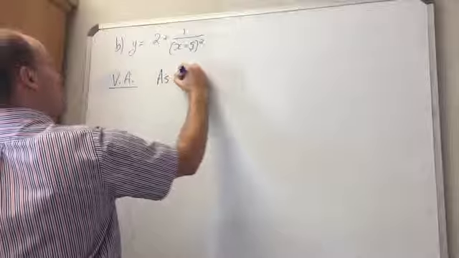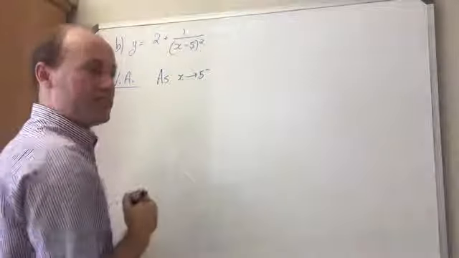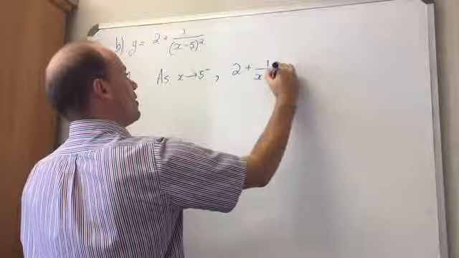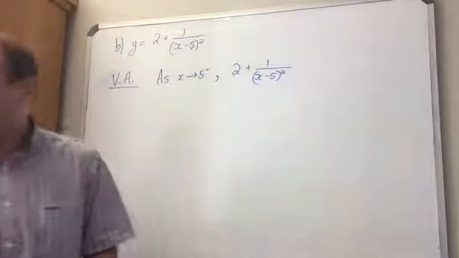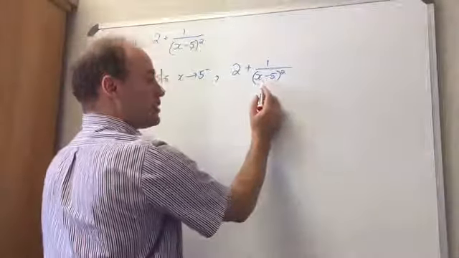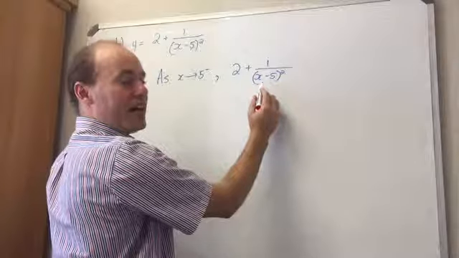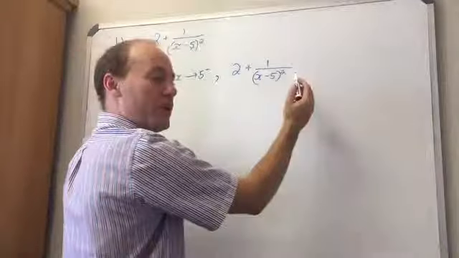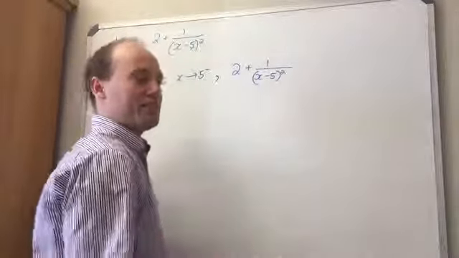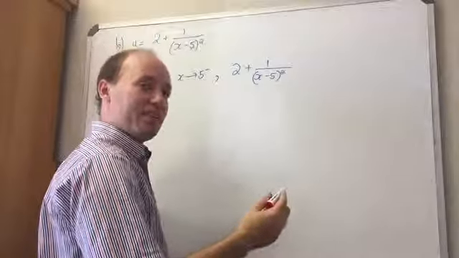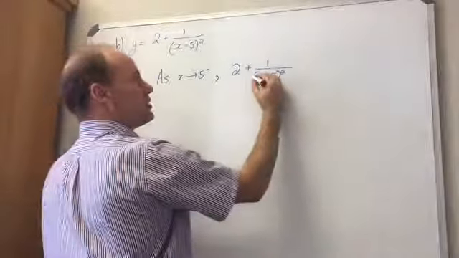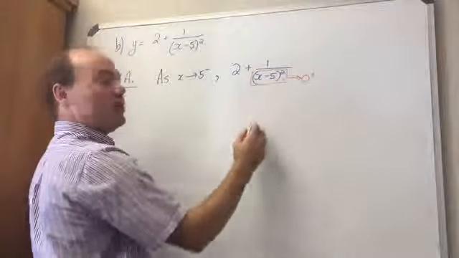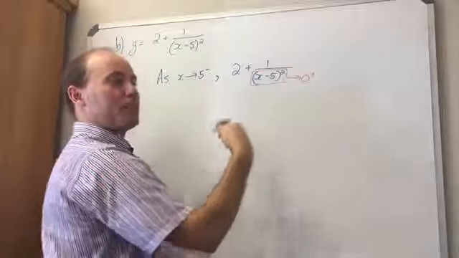So as x approaches 5 from the left, what happens to the formula for the function? Well, let's see. x is approaching 5 from the left, so for example 4.9, 4.95 and so on. So this number is approaching 0 from the left. After we square it, it's approaching 0 from the right, because minus 0.1 squared is 0.01 and so on. So this denominator is approaching 0 from the right. So 1 over a number that's approaching 0 from the right will approach plus infinity.